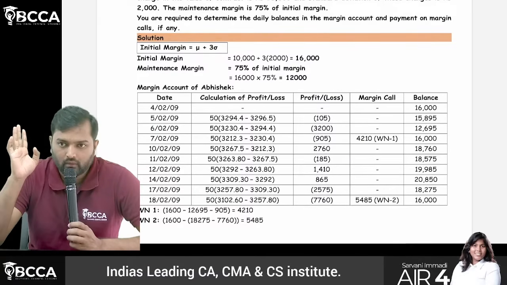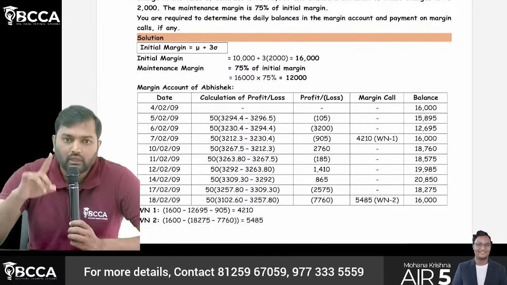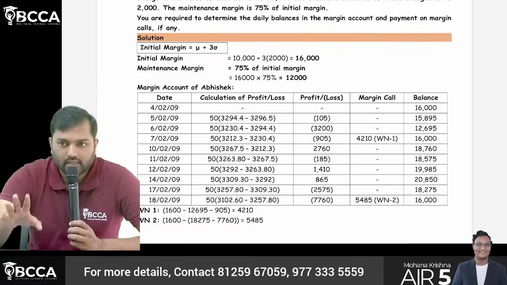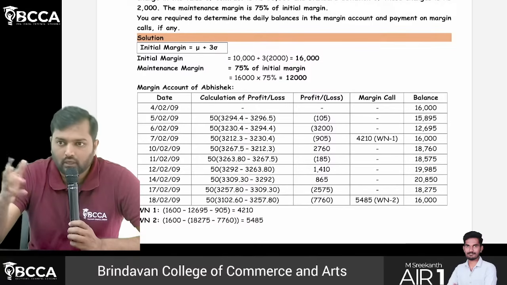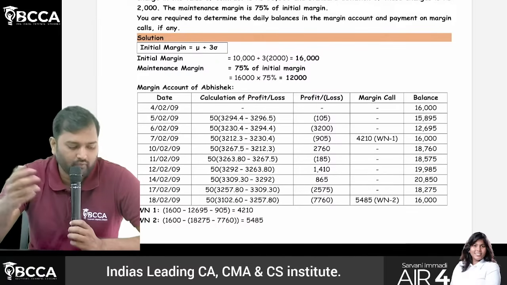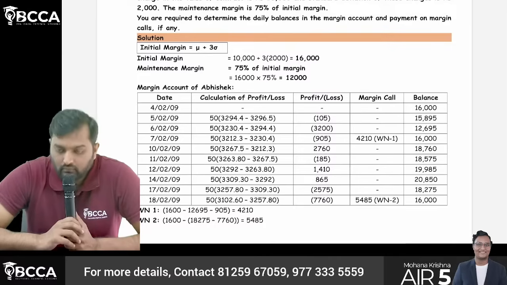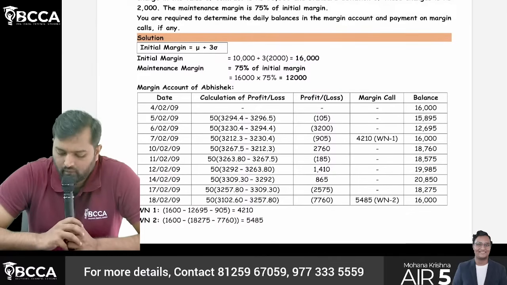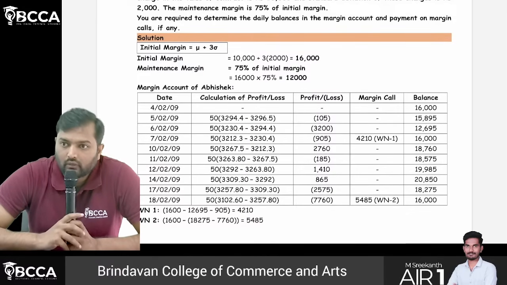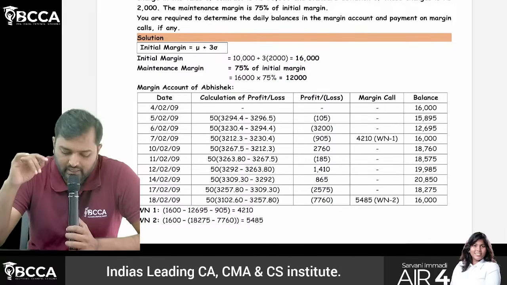3230.4. So what is the overall loss? Contract size 50. So in futures and options, contracts are standardized. There will be a contract size 50 or 100. If a contract size is not given in the question, you can assume the contract size as 50 or 100. So what is the loss second day? 3,200. So what is the balance? 12,695. The balance in margin account will decrease to 12,695.